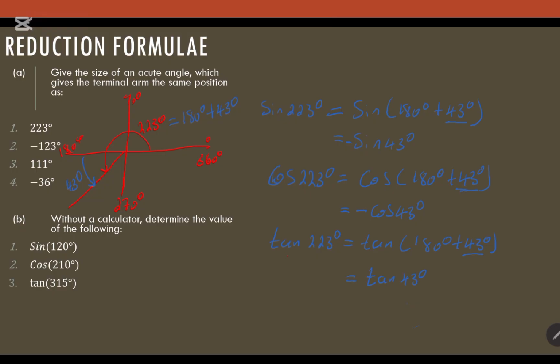So this is how best we can represent the reduction of the size of an angle such as 223 degrees to an acute angle that will land at the same position. Let us look at the next angle, negative 123 degrees. So we'll represent that on a set of axes. This angle goes in clockwise direction. So it opens from 0 degrees, that is negative 90 degrees, negative 180 degrees, negative 270 degrees, and negative 360 degrees to complete a revolution.